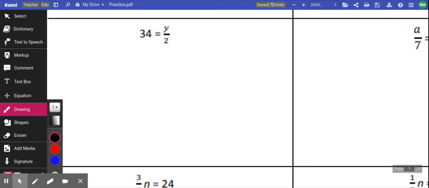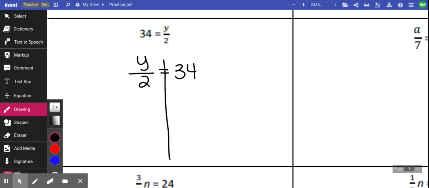Okay. So this problem right here, just because I think it's going to be easier, I'm going to rewrite it like this. Y divided by 2 equals 34. Okay? So I'm going to start here like this. And can I put a 1 in front of the Y? Is that okay? Yeah. And so that's the same thing.